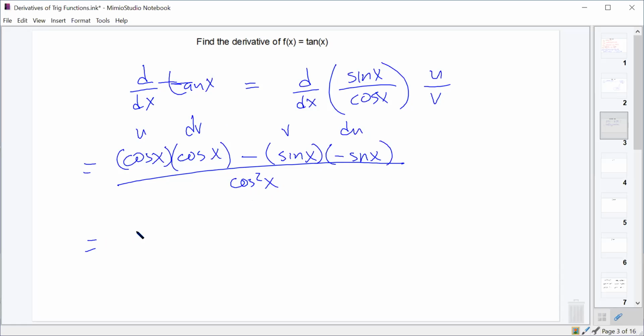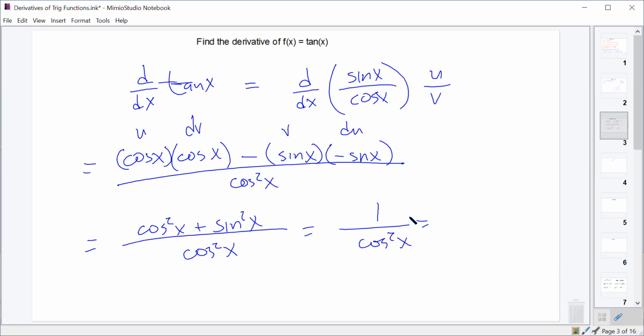And what does that give us? That gives us cosine squared x plus sine squared x over cosine squared x. And what part of that can I simplify? Cosine squared x plus sine squared x equals what? 1. Yep. So we got 1 over cosine squared x. And if I didn't want to write that as a fraction, what's 1 over cosine squared? Secant squared. The derivative of tangent x is secant squared x.